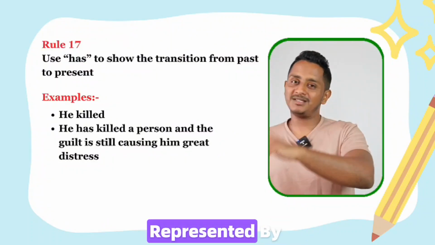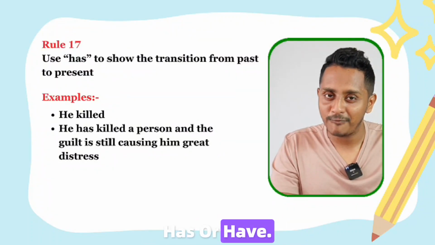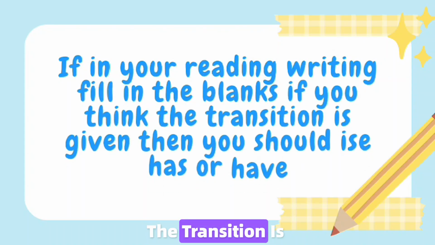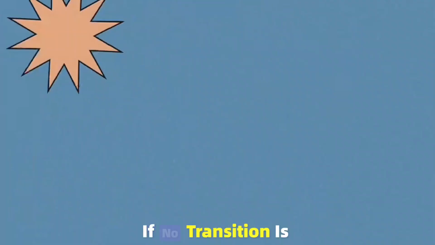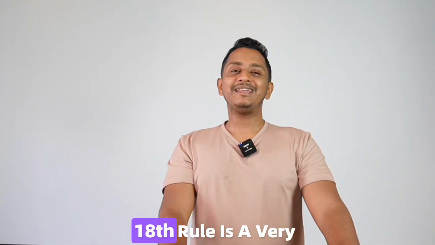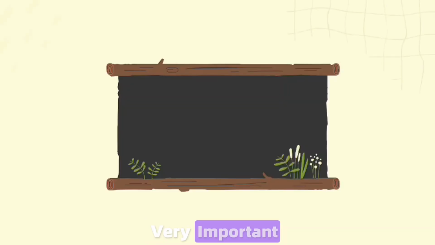The transition is represented by has or have. If in your reading, writing, fill in the blanks, you think the transition is given, then you should use has or have. If no transition is given, then it should be just a verb 2. Remember, this 18th rule is a very, very important rule.